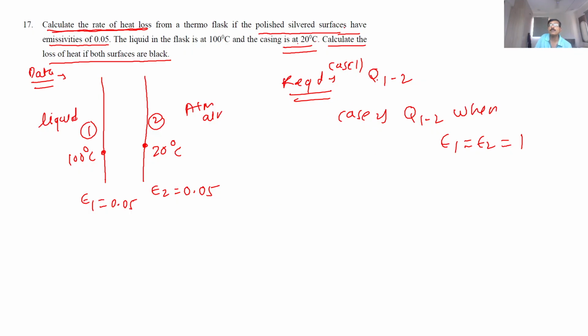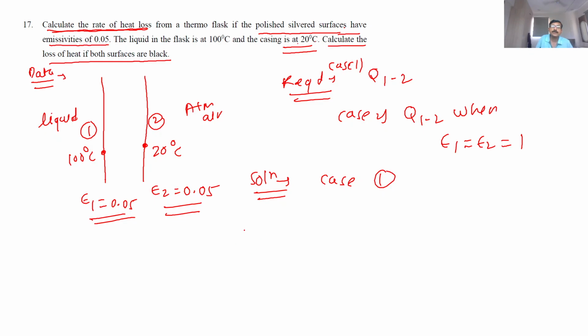So we are having the problem with two cases. Case 1 where we need to calculate the heat transfer rate between two surfaces or two bottles or inner surface and outer surface by considering the given emissivities. And in the second case, both surfaces, that is inner and outer surfaces, are black surfaces, so emissivity becomes 1, and in that case calculate heat loss again. So we have to solve the problem twice for both the cases. So we'll consider case 1. Case 1 means this case. Okay, case 1.